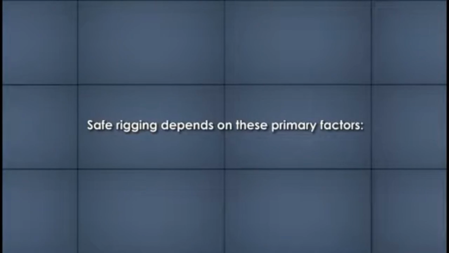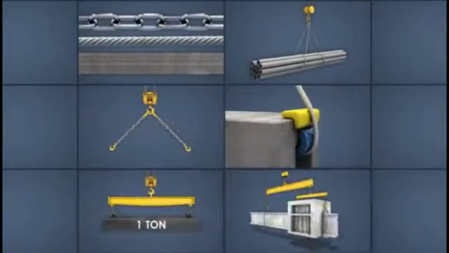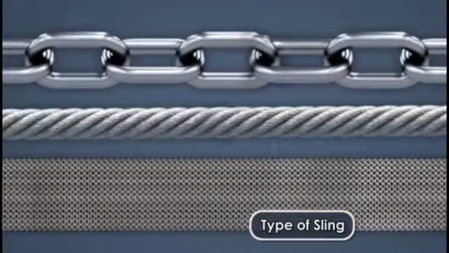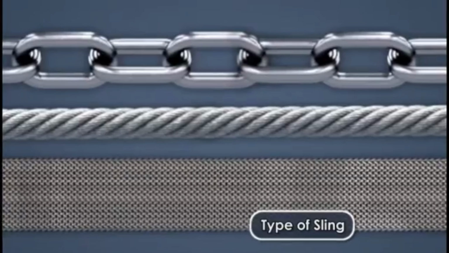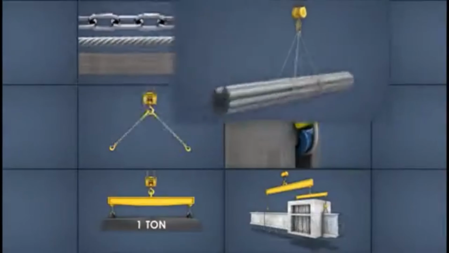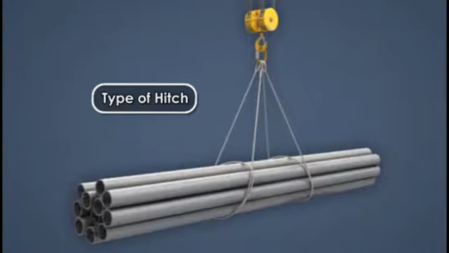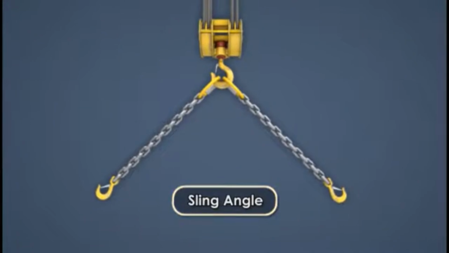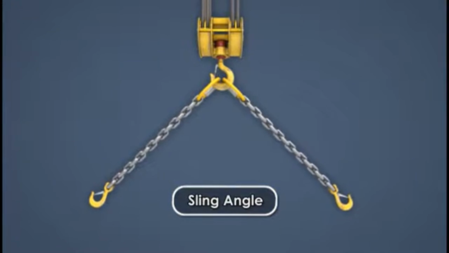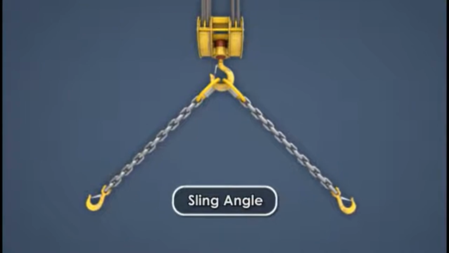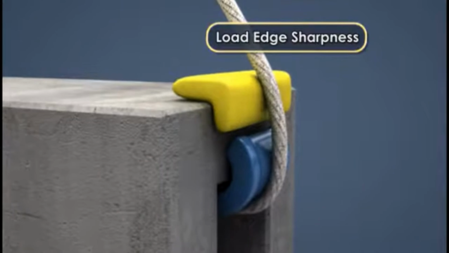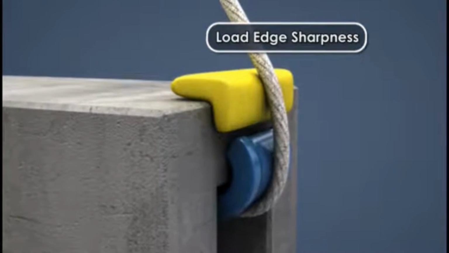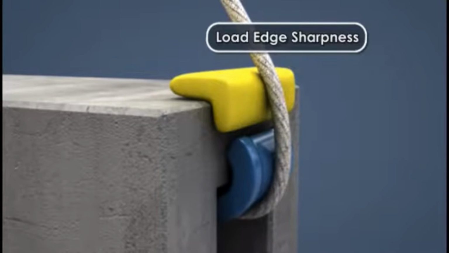Safe rigging depends on these primary factors: the type of sling. The choice of sling is based on the attributes of the sling material. The type of hitch. The hitch is the way a sling attaches to a load. The sling angle. The sling angle refers to how spread apart the sling legs are. The lower the angle of the sling legs, the less the sling can hold. The load edge sharpness. The corners of a load can weaken or break a sling.